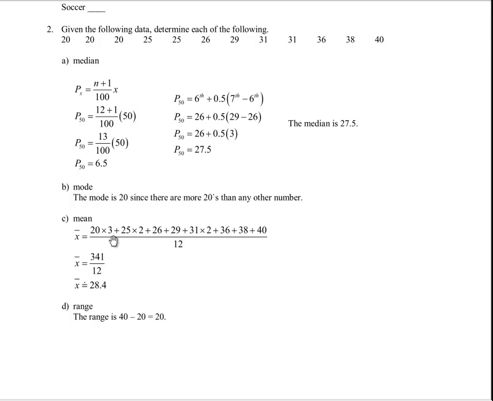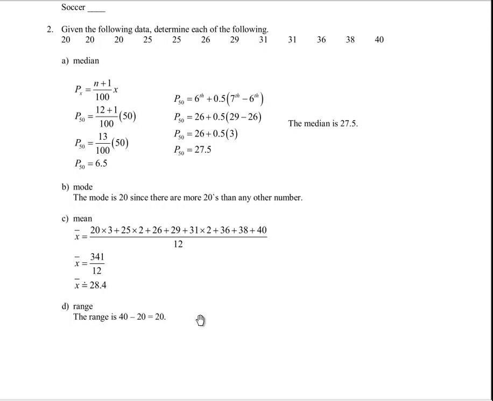For the mean, we basically add all the numbers up and divide by how many there are. Now, instead of going 20 plus 20 plus 20, I'll do 20 times 3, plus there are 2 25s, so 25 times 2, plus 26 and 29, and there's 2 31s. And a 36, a 38, and a 40, and we would divide that by 12. That whole numerator should add up to 341. 341 divided by 12 is 28.4, so that is the mean.